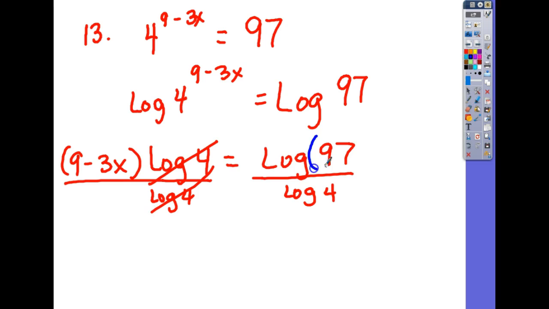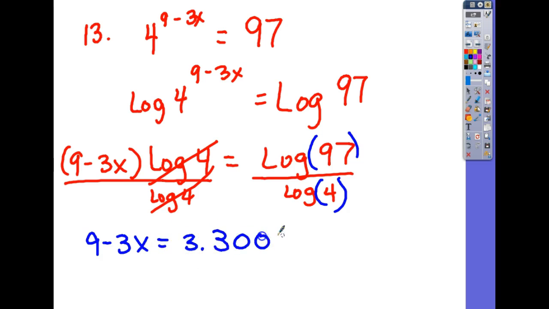It's not two separate things. It all has to stay together. When I put that in my calculator, I need to do log of 97, close parentheses, divided by log of 4. Have I said close parentheses enough times that you got it? 9 minus 3x equals 3.3000. You do put those zeros down to show that it is rounded to that number, not exactly that number.